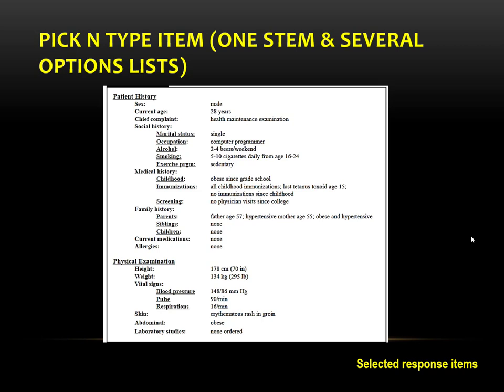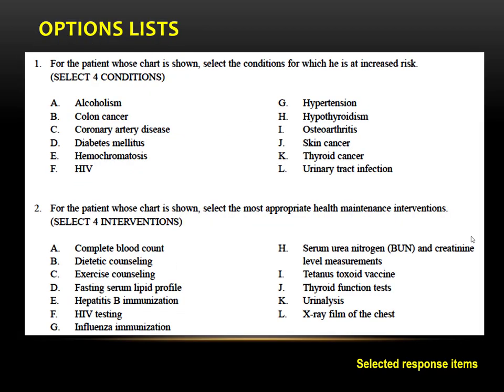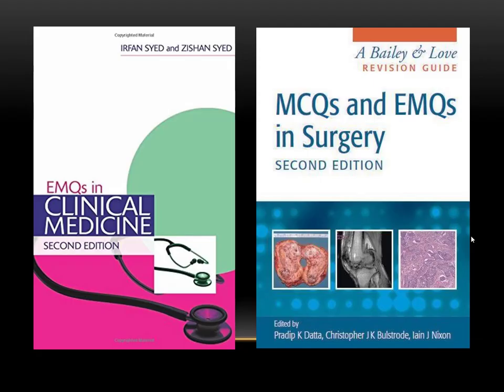So you have a patient's history and the physical examination and all of that, one stem. Then you have different lists of options, and for each list you have a lead-in. For the patient whose chart is shown, select the condition for which he is at an increased risk. Select 4 conditions. Then for the patient whose chart is shown, select the most appropriate health maintenance intervention, and so on. So this is good for patient scenarios in which you ask a number of questions followed by selection from different options.